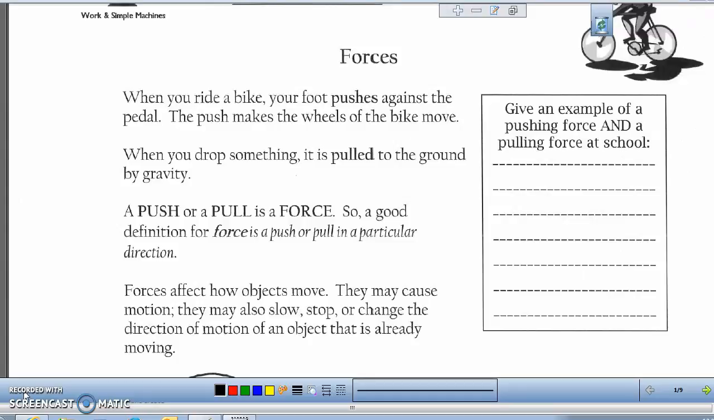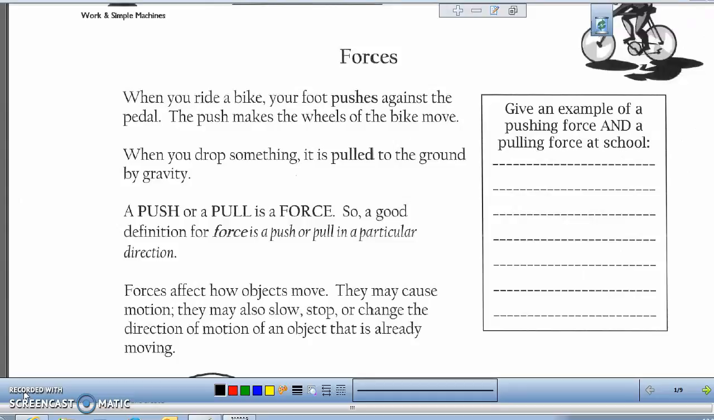It says when you ride a bike, your foot pushes against the pedal. The push makes the wheels of the bike move. So the word pushes is bolded because pushes is one type of force. So anytime you push something, that's a force. When you drop something, it is pulled to the ground by gravity. So a pull is also a force. So a push or a pull is a force. So a good definition for force is a push or pull in a particular direction.